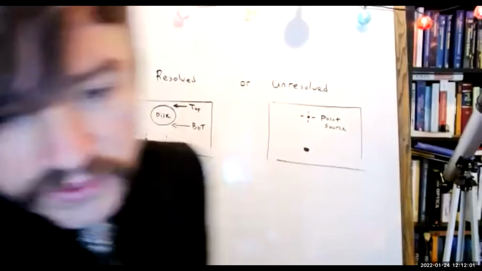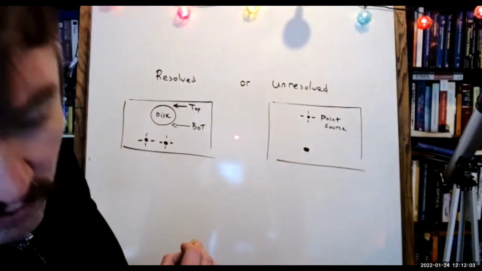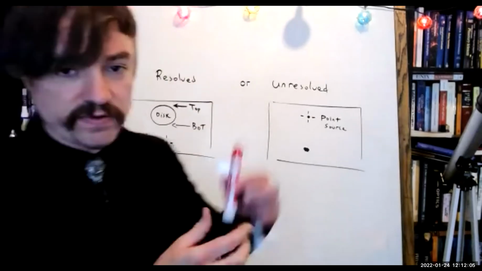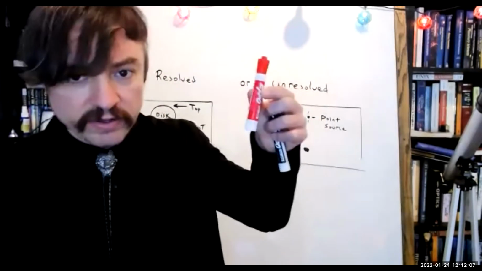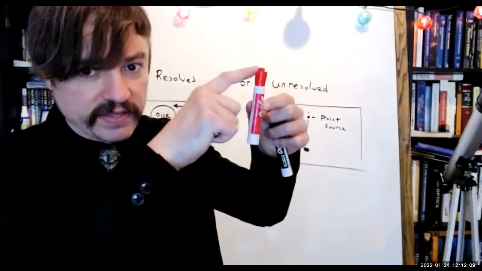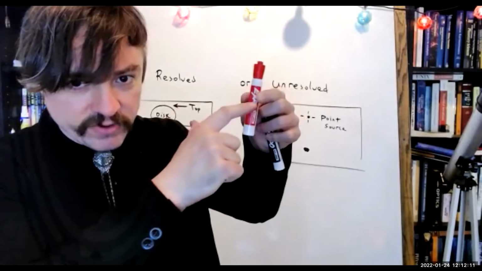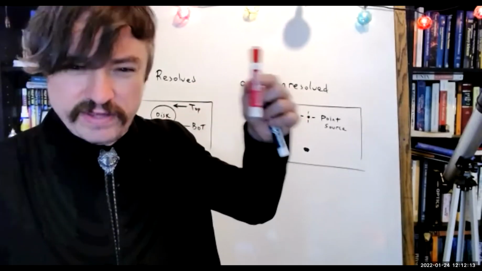Okay, so this is a dot. It's a point source. The marker that you see here is clearly a resolved object. You can see the top as distinguished from the bottom, and you can even make out some writing on it. You see what I'm saying?